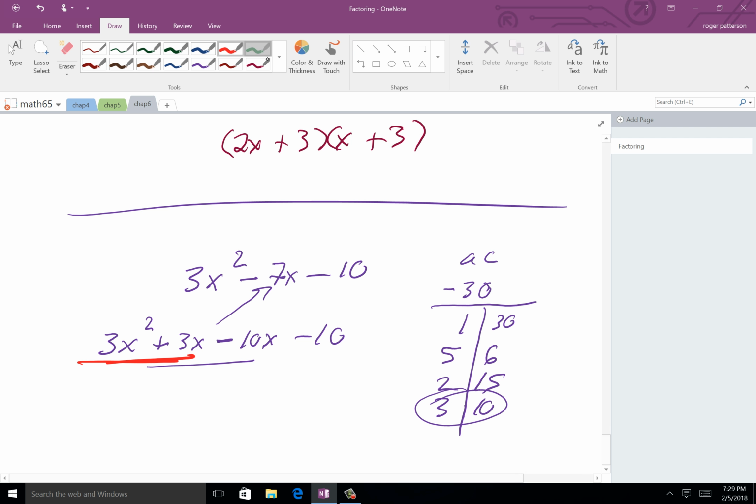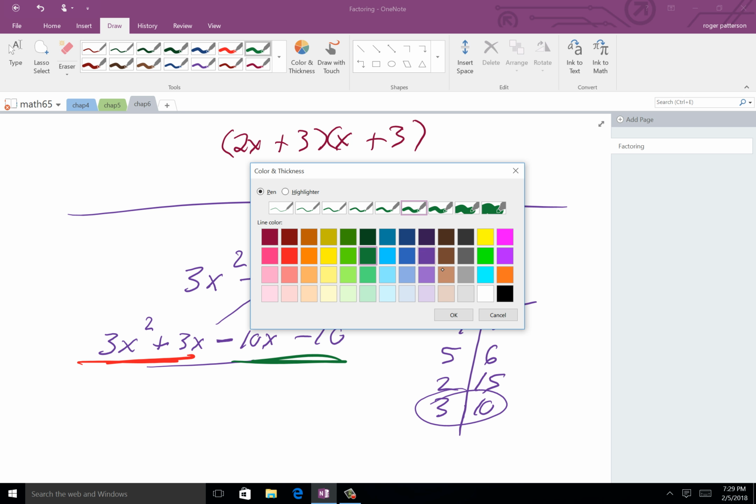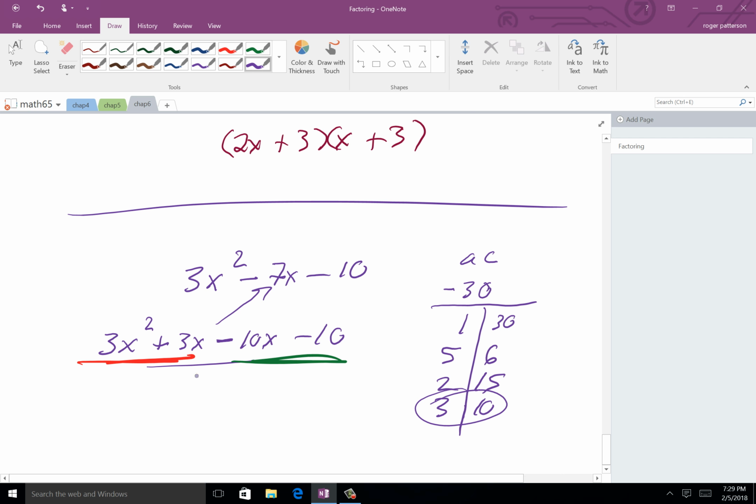Group. Group. Okay? So what can we take out of this first one? What can we take out of that? 3 and x. Okay? What are we left with? X plus 1. Good. Okay. Now, here's where it gets a little tricky again, too. I got a minus here, so that's what I'm going to bring down. Okay? So I'm going to put a minus there.